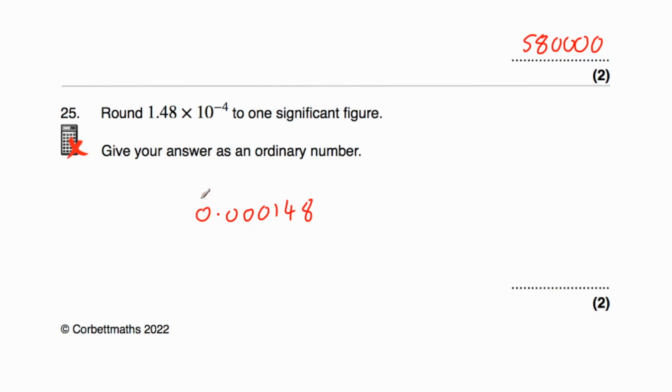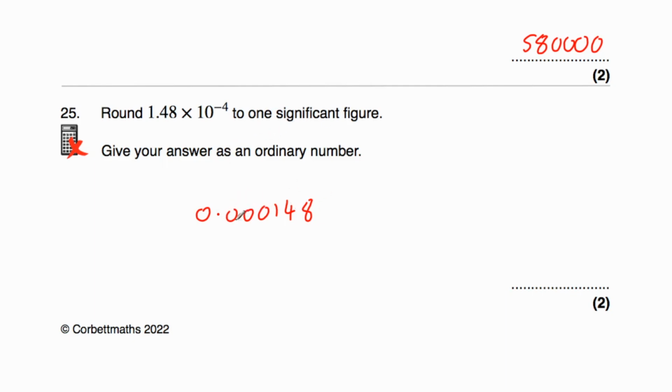And let's just check. We move the 1 from the ones or the units into the tenths, the hundredths, the thousandths, and the tens of thousandths. Or as a student once said to me, if you're changing this small number from standard form, because it's got negative 4, you can just put 4 zeros in the front, and that gives 0.000148.